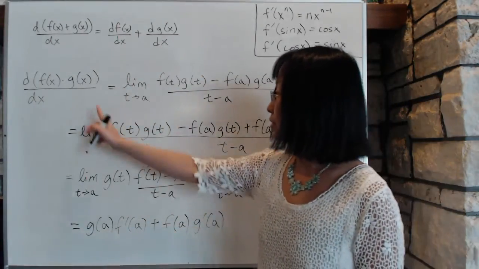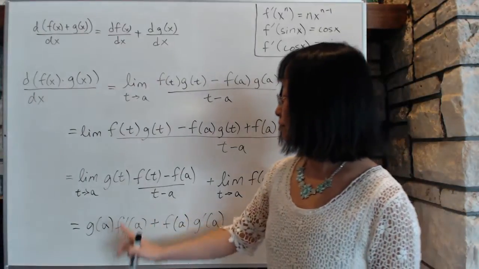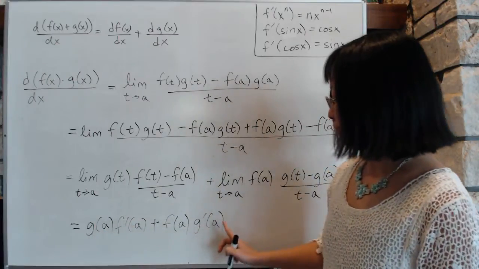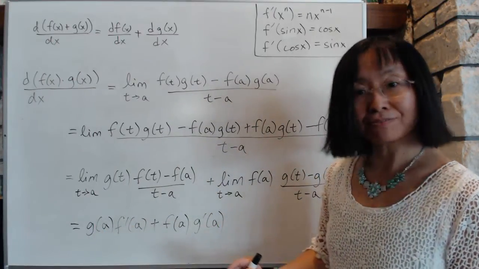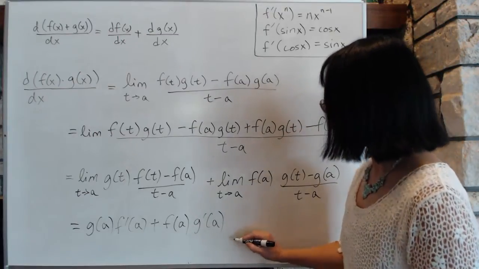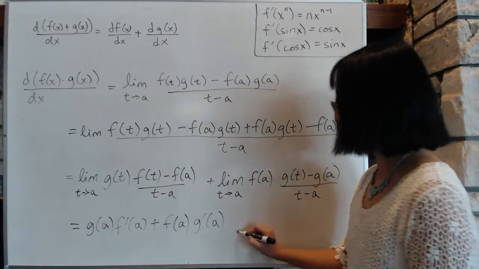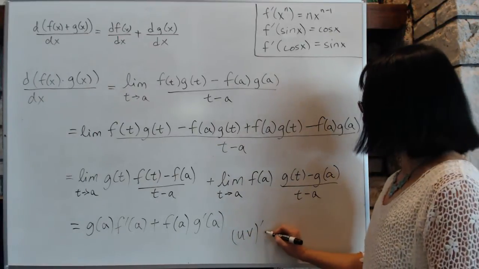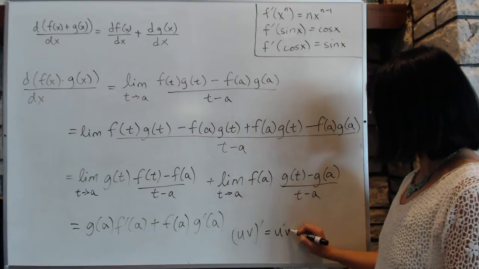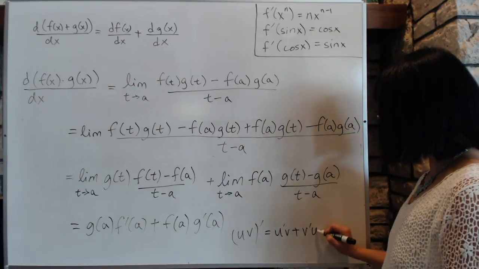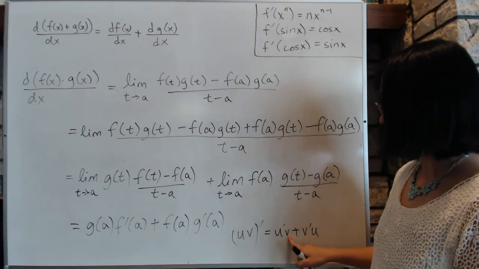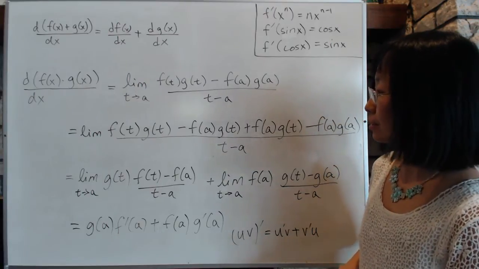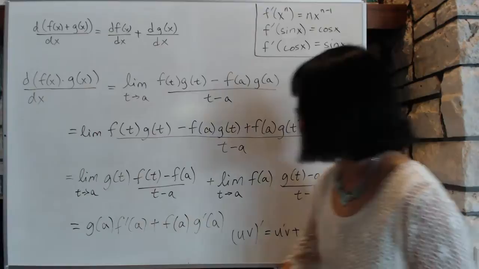So when you take the derivative of a product, you take the derivative of the first term times the second value, plus the derivative of the second term times the first value. Or, to save on some symbols, the derivative of u times v is u prime v plus v prime u. That's how you do the derivative of a product of two things multiplied together.